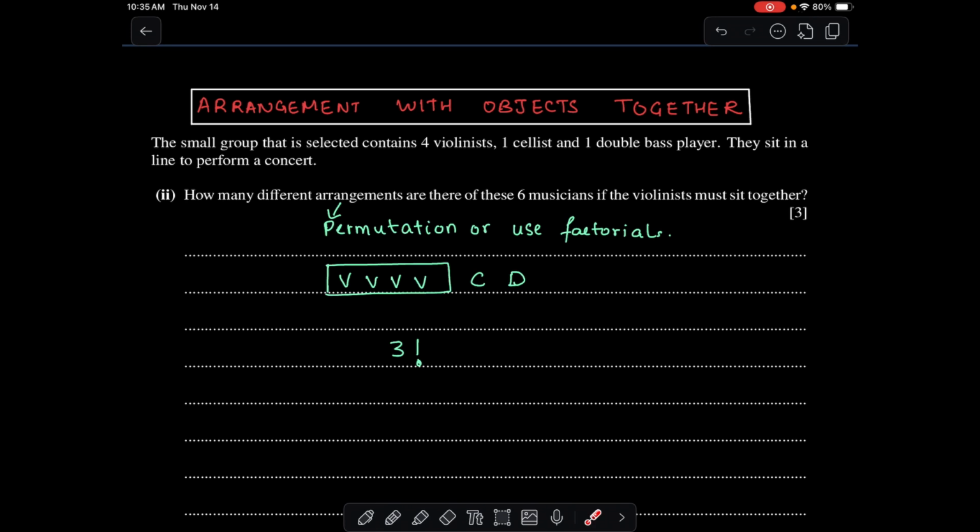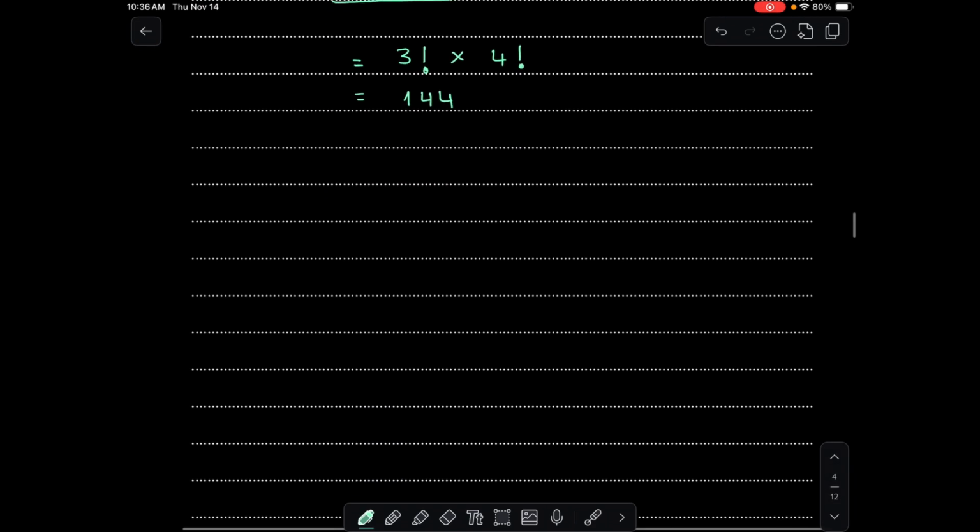Now remember, these violinists are different people, so they may decide to sit in different positions, but they are sitting together, again, but can sit in different positions. So that would be 4 factorial. So the arrangements would be 4 factorial. So if you multiply this together, you would get 144.